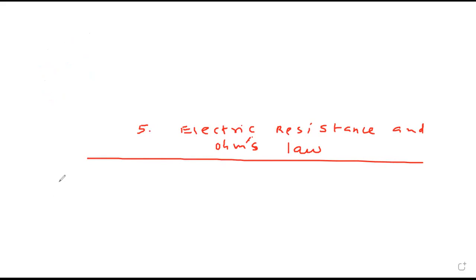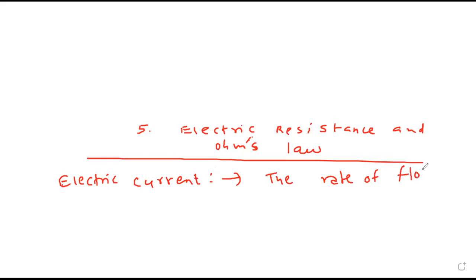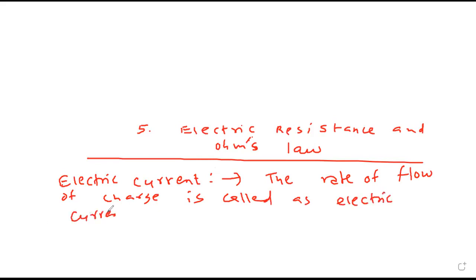Do you know the definition of electric current? What is electric current? The rate of flow of charge is called electric current. Okay. Hello, what is electric current? Yes, sir. Rate of flow of charge is called electric current.